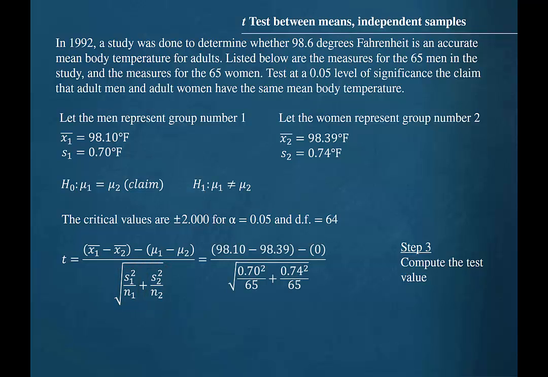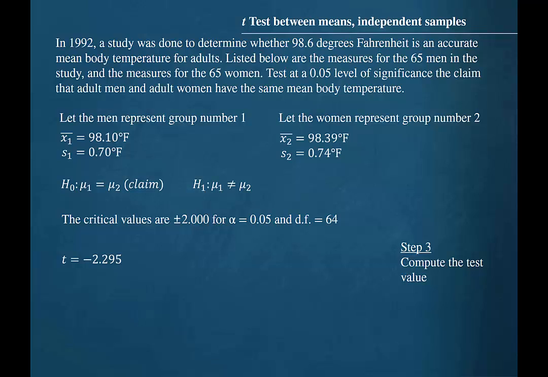Substituting these values into the formula, we see that the difference in the hypothesized means is 0. It is important to understand in the null hypothesis that if the population means are assumed equal, then their difference would be 0. Evaluating this formula, we find a t-test value of negative 2.295.